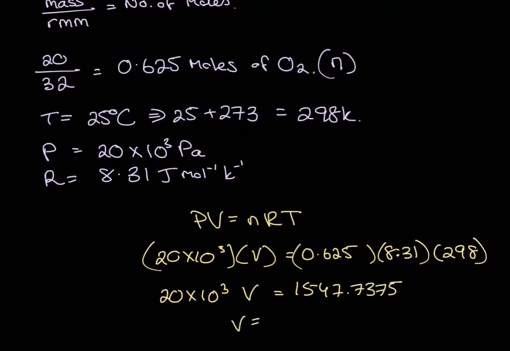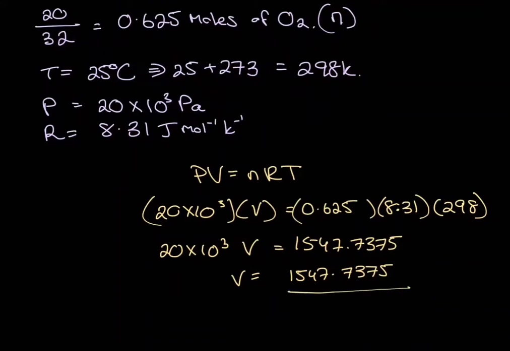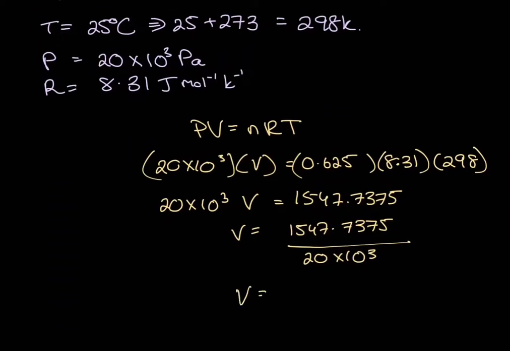And then volume divided by the 20 by 10 to the 3. So I've just brought that 20 by 10 to the 3 across the equal sign and divided it in. And I should get my volume to be 0.7738. And remember that the pressure is in meters, so the volume here is also going to be meters cubed.